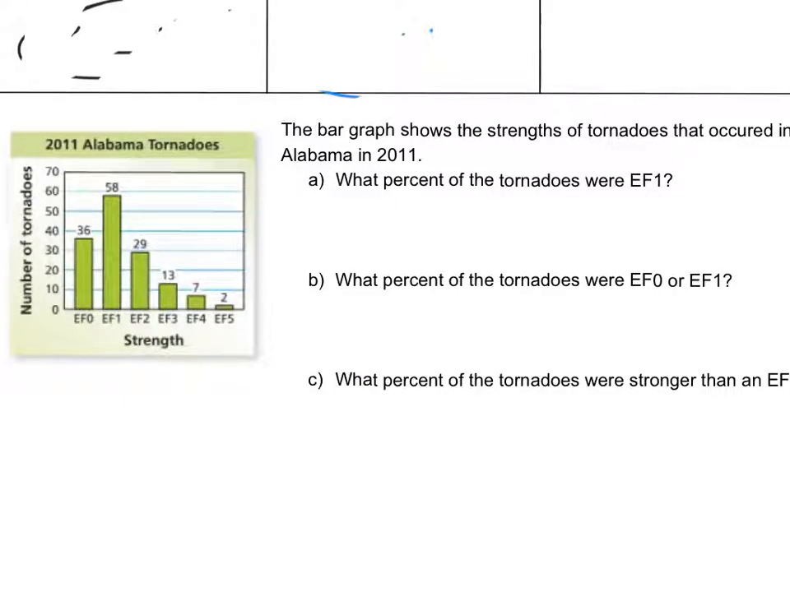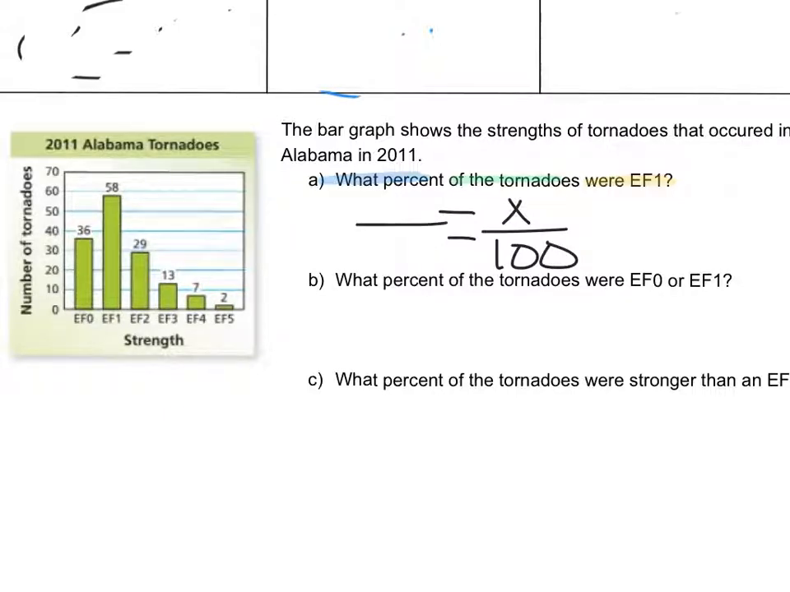All right, so the bottom question. The bar graph shows the strengths of tornadoes that occurred in Alabama in 2011. What percent, so there's our key words right there. What percent of the tornadoes were EF1s? So again, we're going to put that into our is over of equals percent over 100. So what percent, that's what we're looking for, x over 100, of the tornadoes were EF1.